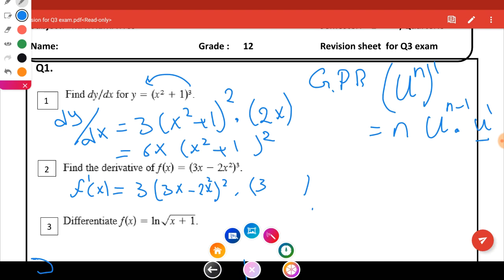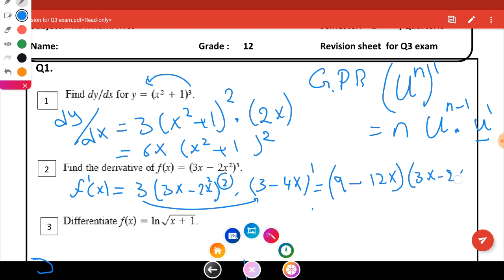Multiply by the inner function's derivative, 3 minus 4x. You can simplify by distributing this number on the inner function. Be careful never to distribute the number on a bracket which is raised to a power. I distribute on the bracket which has power 1. So it will be 9 minus 12x, multiplied by 3x minus 2x squared, all to the power 2. Clear or not clear?